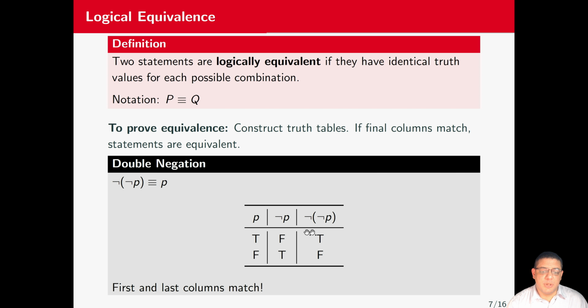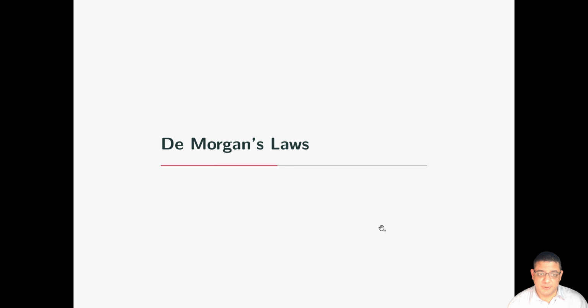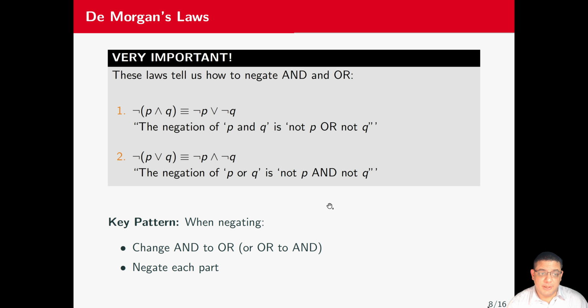Now, we're going to do more complicated examples of this in the examples videos. But for now, this is the basic idea. Now, there are quite a few important rules with this. One of the most important is De Morgan's Law. And so De Morgan's Law is telling us how to negate the and and the or statements.